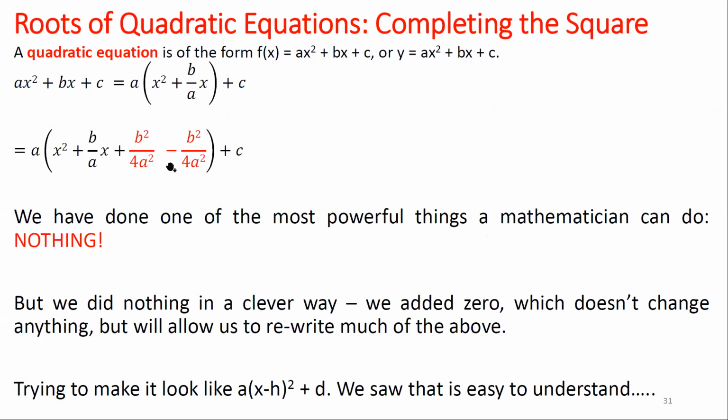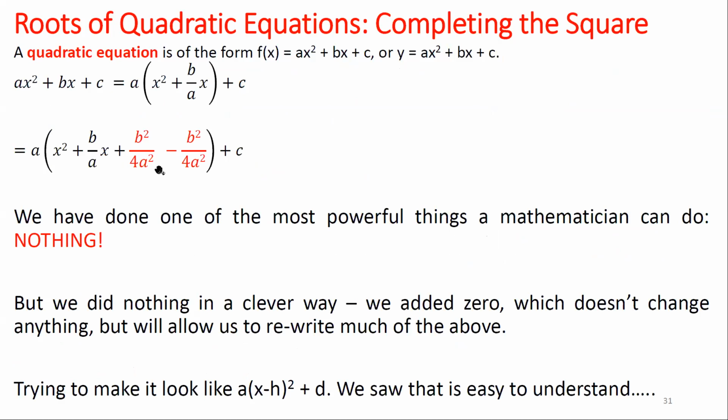So now we want to handle the most general case. How do you find where ax squared plus bx plus c equals 0? What we're going to do is we're going to do one of the greatest things you can do in mathematics. Nothing. But we're going to do nothing in a clever way. We added 0. Is b squared over 4a squared minus b squared over 4a squared 0? Yes, because we add and subtract the same thing.